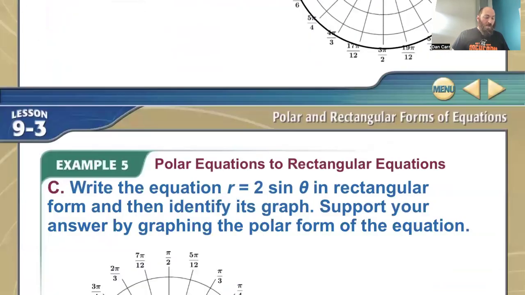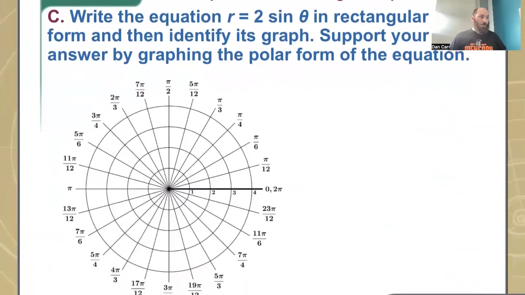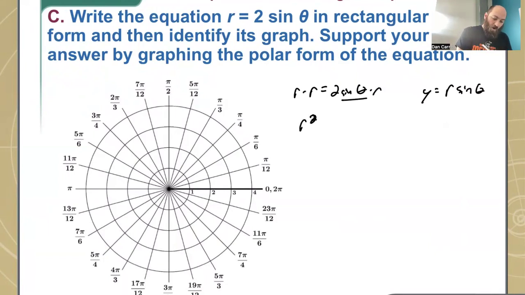Okay, one more example to do. Write the equation r equals 2 times the sine of theta in rectangular form, and then identify its graph. It gets a little bit tricky here, but one of the things we want to remember is that y is equal to r times sine theta. That doesn't quite look like this version here, but if I multiply both sides by r, so r squared is equal to 2 times r times the sine of theta, now this looks like that. So I can replace this r sine theta with a y. So I'm going to have a 2y over here.